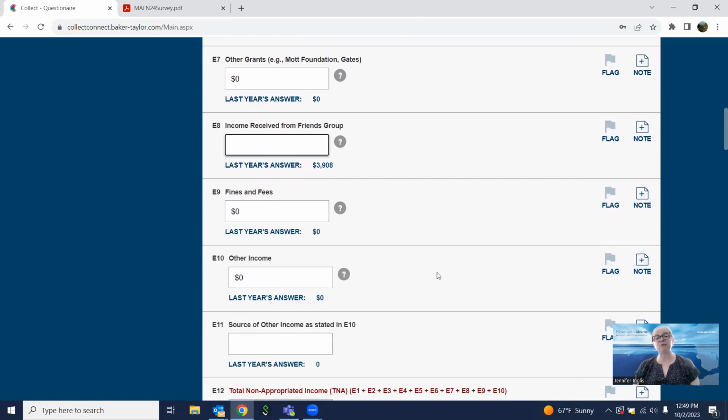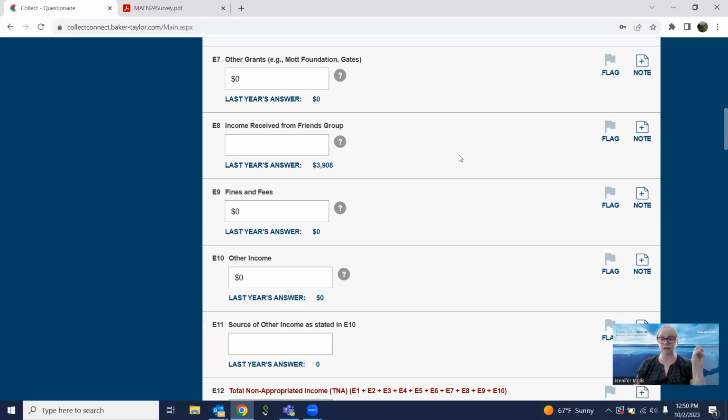Income received from your friends group. So this is an area that we get frequent questions on. So this is literal income. This is literal cash. How much money did your friends give you in cash for you to spend? If they pay for things themselves, you don't include it here.